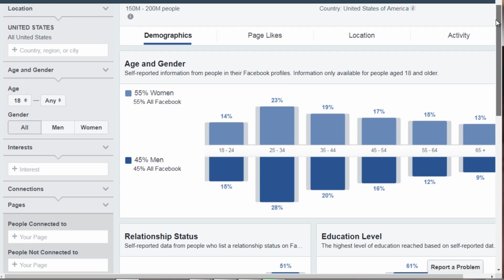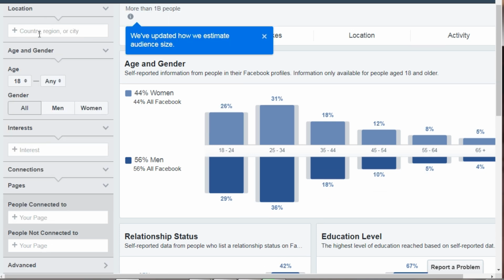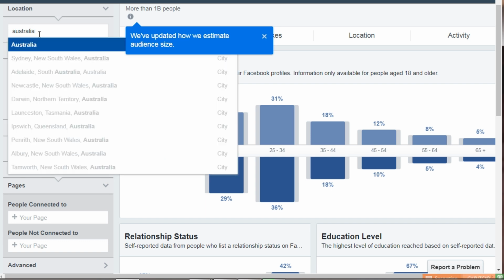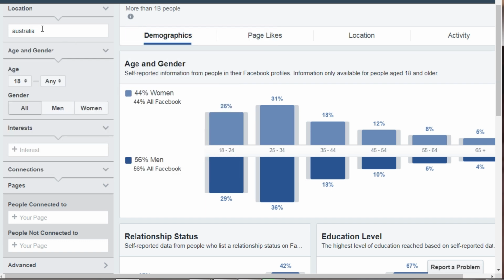Okay, so up at the top, we have location. I'm going to keep it at United States, but if you click this X here, you can actually change it to something else like Australia. But in this case, we're going to do United States.